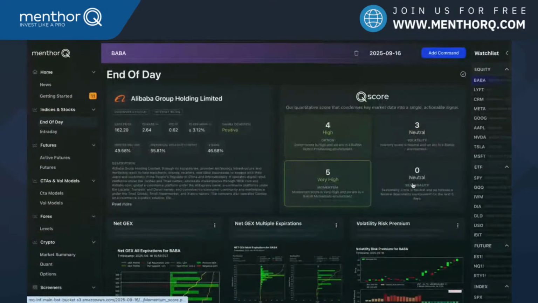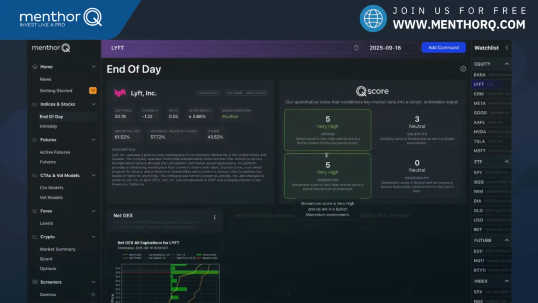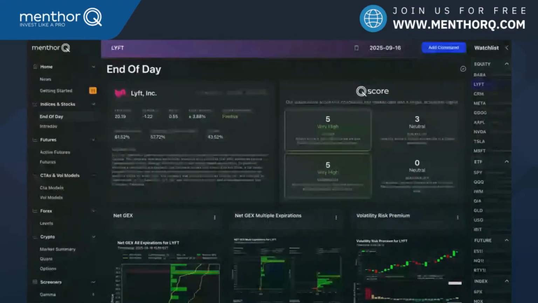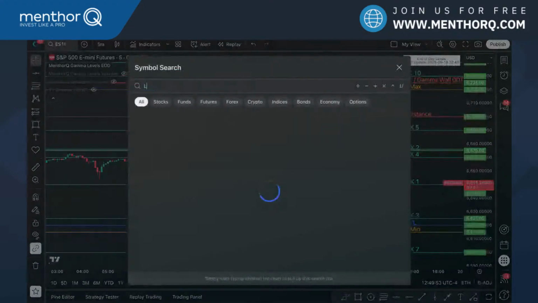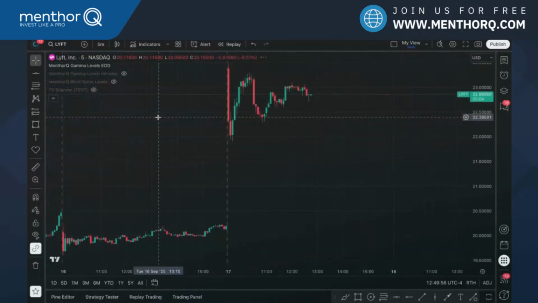Let's go and do a couple of other examples. For those who have followed the news today, Lyft saw a 30% increase pre-market. I don't know what it is now, but we can look at the charts. So let's go into Lyft here. There's news: they have a partnership with Waymo.